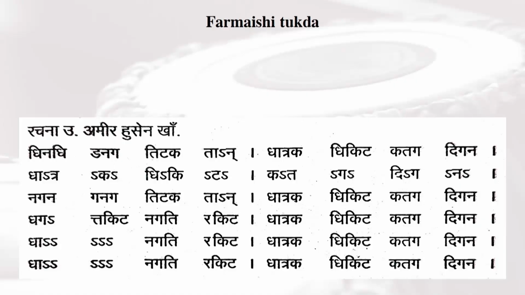So let's move to another form. Farmaishi tukda again, composed by Ustad Amir Hussain Khan Sahab. Din na na din na na tin na tak din dhini gada katakatan dhatak dikat katagadigan dhatak dhikit katagadigan naganagada katakatan dhatak dikat katagadigan dhakat takat tagatirik dhatak dikat katagadigan tha nagatirik dhatak dikat katagadigan tha nagatirik dhatak dikat katagadigan tha. So again sum, khali, and sum. Let's see another example.